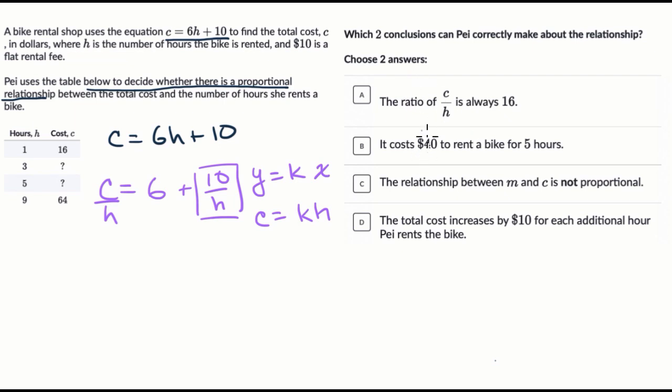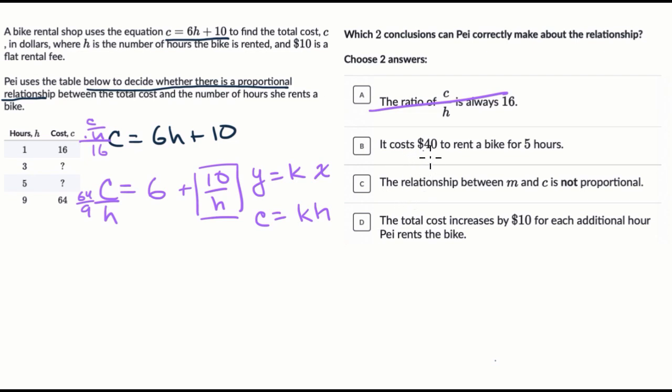So which of these are correct? The ratio of C divided by H is always 16. Well, I'll tell you right now that that is not going to be the case because I already established it's not a proportional relationship. If it was, this would be true. But you could look at this table to establish that. Let me make another column here, C divided by H. For this first scenario when H equals 1, that is indeed 16. But if we take this last one, 64 divided by 9 is not 16. That's going to be 7 point something. So we can rule that one out.